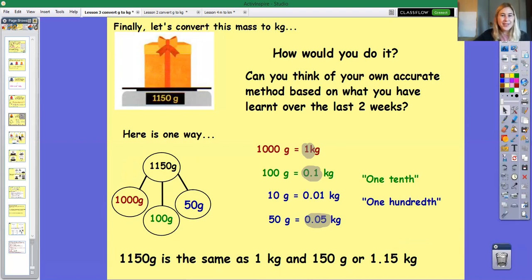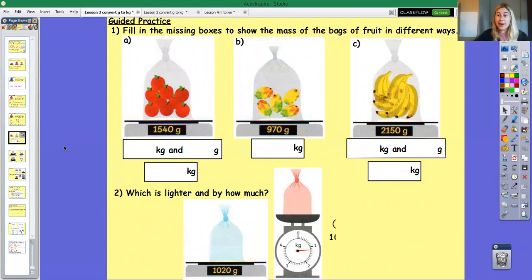Okay, super. So hopefully that's given you the skills that you need now to do the guided practice, because in the guided practice, I want you to think about writing these gram amounts as kilograms and grams first, where you can, and then I want you to convert the grams into kilograms using a method of your choice. Okay, you can use your reasoning, or you can use your dividing by 1,000, and then have a think about solving this problem. Pause the video.